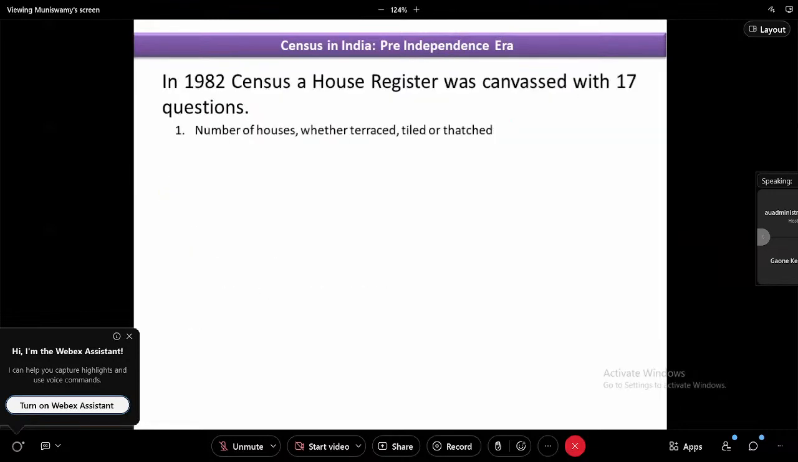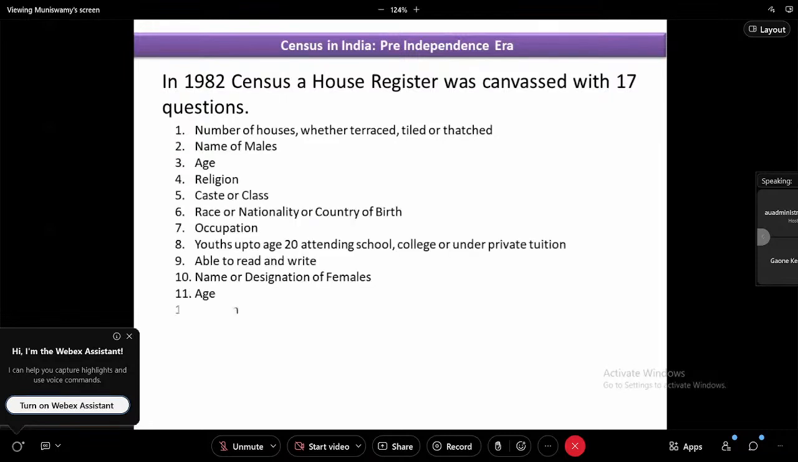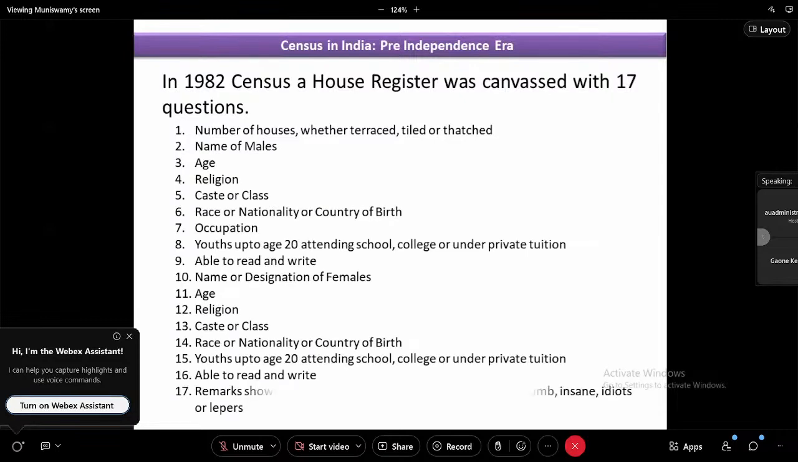The census. What is the number of questions in households? In the 1982 census, the house register was canvassed with 17 questions. In research, we call each question one variable. You see, these are all the questions. So you see 17 questions, and each question you have to investigate.